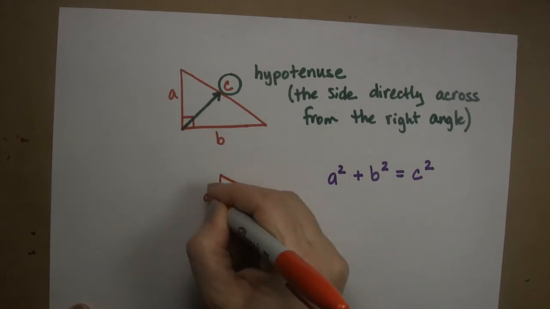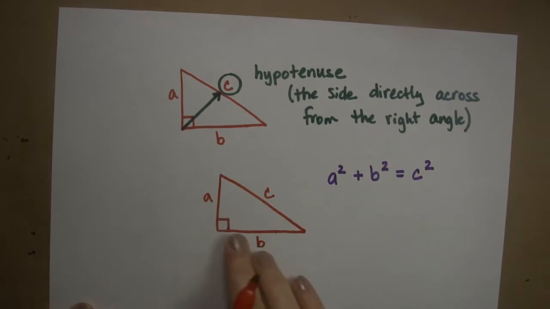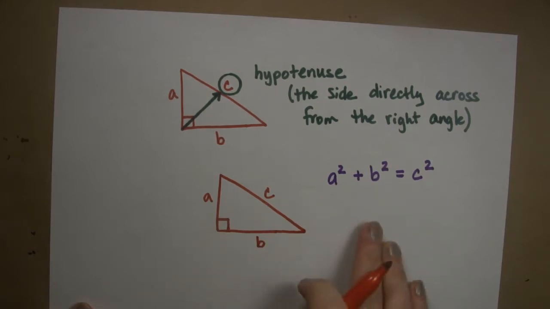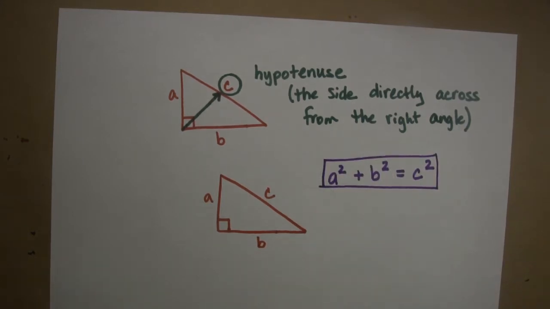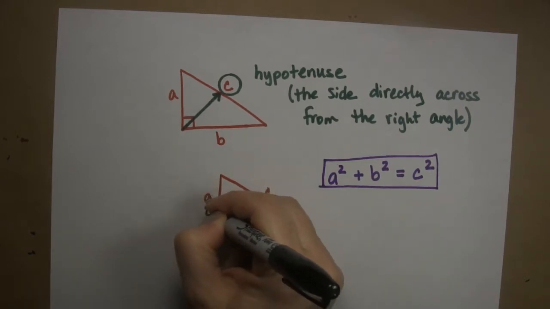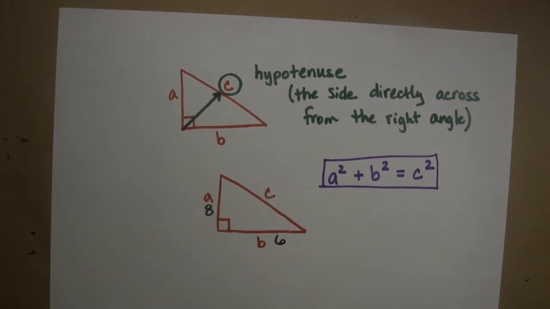So if you have side A and side B and side C, and you know the lengths of two of the sides, you should be able to figure out the length of the third side. So let's do an example. Let's say we are looking at our right triangle here, and we know two of the sides. Let's say this side is an 8 and this side is a 6. These are inches maybe, or miles, feet, I don't know. But this is 8 units tall and this is 6 units long.